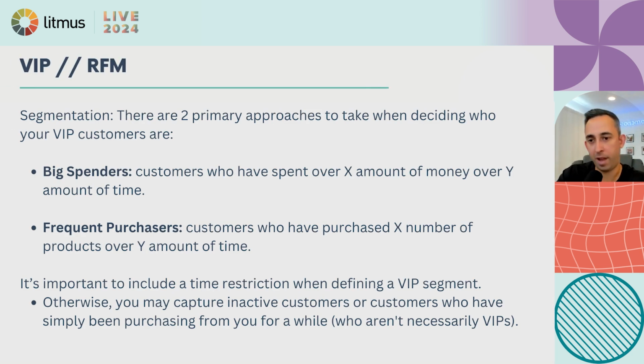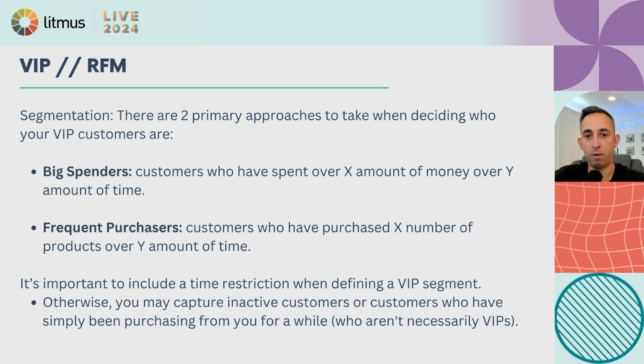Segmentation, RFM. Outside of that, there's two primary approaches you want to take when deciding on who your VIPs are. Number one is big spenders. So people who have spent X amount over Y amount of time. So if you take your average over the last 90 days, maybe it's $100, your big spenders are going to be people that have spent more than the average. They've spent 120, 150, $200, right? Whatever it is, they've spent more over that same period of time.